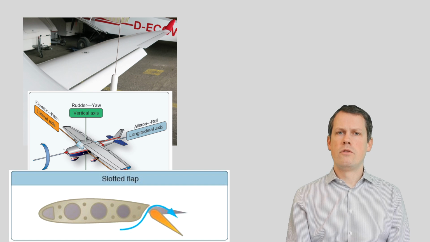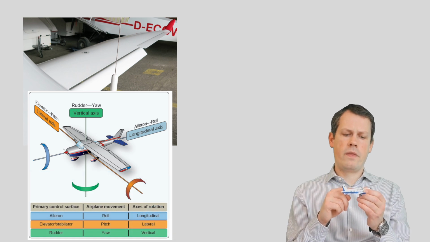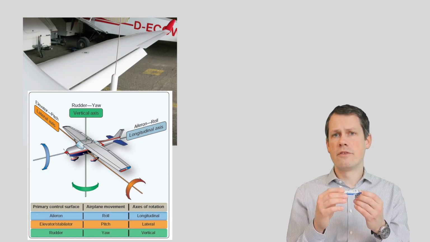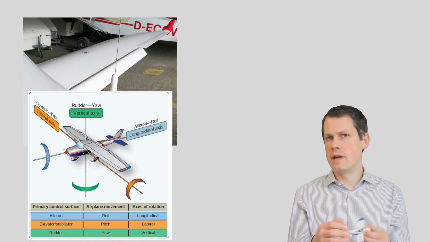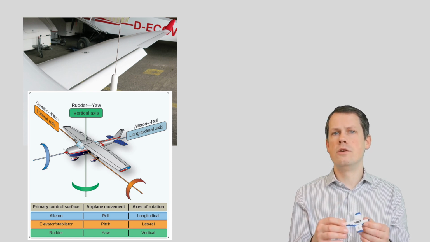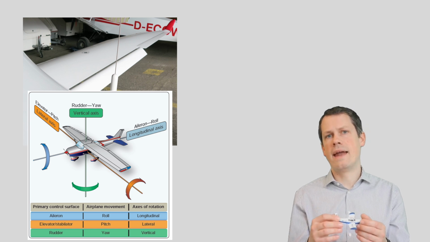So we use them to have slower takeoff and landing speeds, because with extended flaps you'll have the same lift at a lesser speed, so you can have a shorter landing distance and so on. That's why we normally use some kind of extended flap setting for landing.